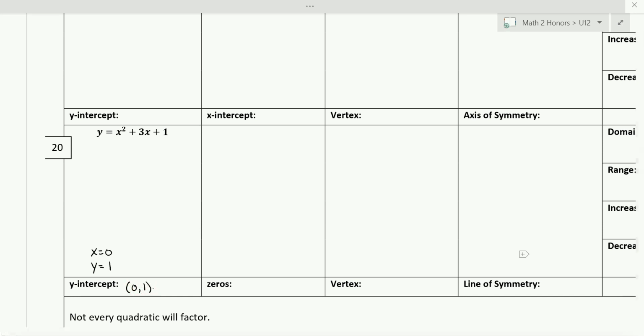Factored form. Okay, so what is a factor to? Or you were thinking two numbers, right, that multiply to 1 and add to 3. What are they?